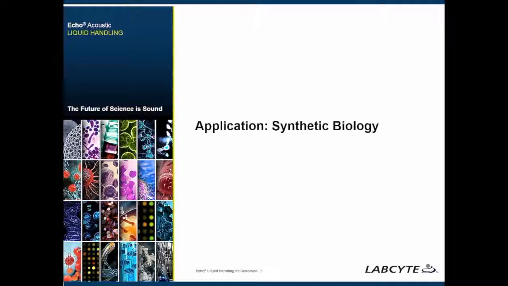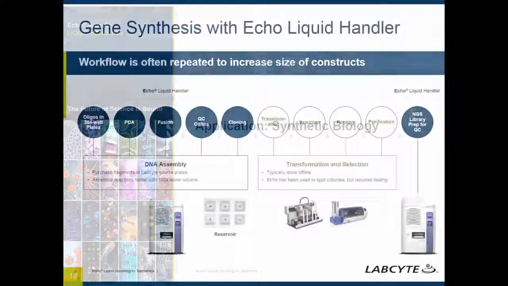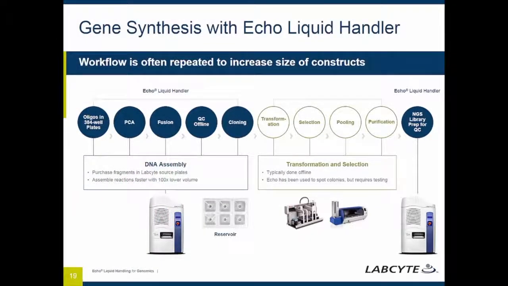So to keep things moving along, we can switch gears a little and look at some work that was done in synthetic biology. The workflow here is often repeated to increase the size of constructs of a synthetic biology pathway, typically using polymerase cycling assembly. What you're looking at is gene synthesis with the Echo liquid handler and where it fits in. You can start with oligos in a 384 well plate and use the PCA reaction. Mix and match any oligo you want, which do come in Echo source plates from your vendor. You can run the fusion to join these in specific locations and mix and match pairs. You can run a QC offline and then go on to your cloning.